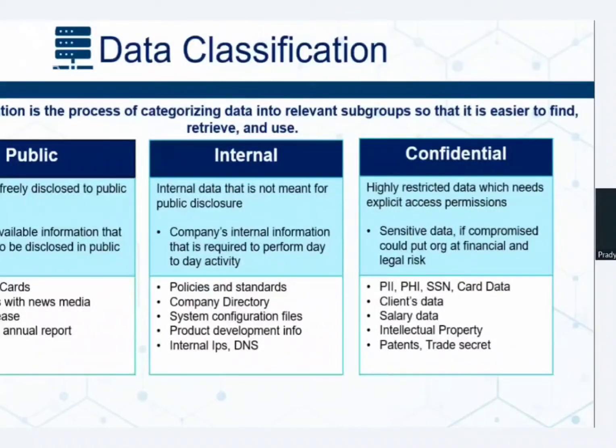Confidential. This is the third and last bucket in the data classification that we are going to discuss. It is highly sensitive and restricted data, which requires explicit permission to access. And why is that? Because of the risk associated with this data. The data it contains is very sensitive, and even if it gets compromised, the company may have to face huge financial loss, legal risk, or definitely brand image loss too. So in the confidential bucket we see PII, personally identifiable information, PHI, SSN, credit card numbers, client data, and employees' internal salary data.